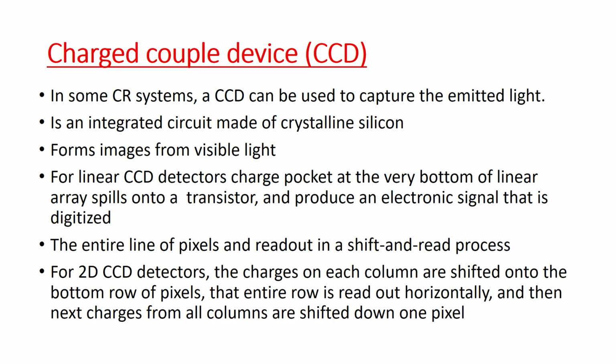For 2D CCD detectors, the charges on each column are shifted onto the bottom row of pixels. The entire row is read out horizontally, and then the next charges from all columns are shifted down by one pixel. So, this is all about the charged coupled device.